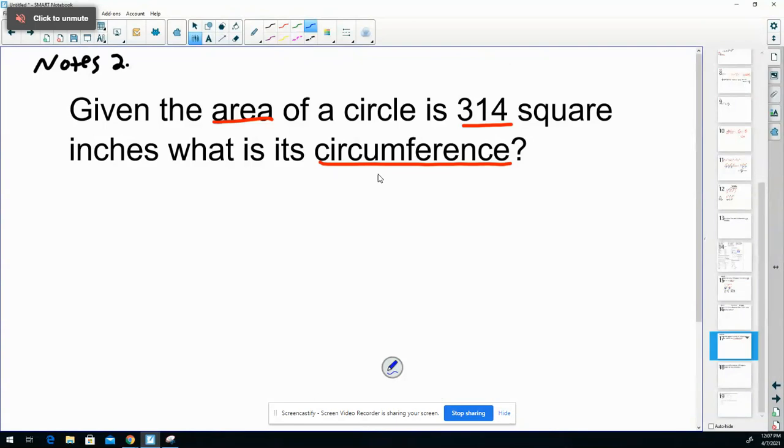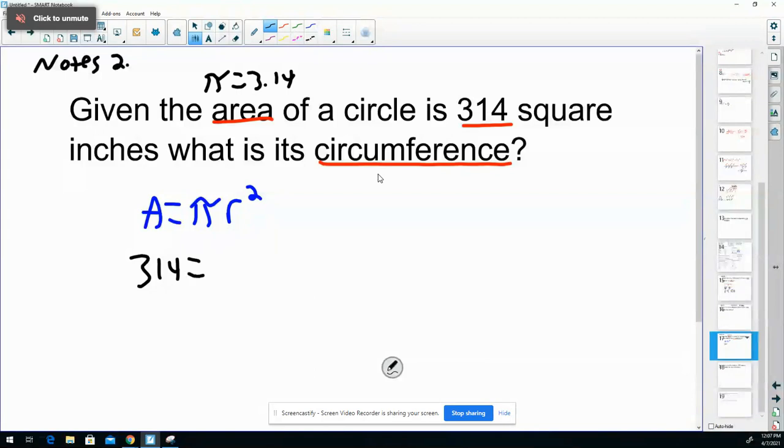So we have A equals pi r squared, 314 is our area. So we have 314 equals pi is 3.14, r squared. Okay, now we're going to divide both sides by 3.14. We're going to get rid of that 3.14.